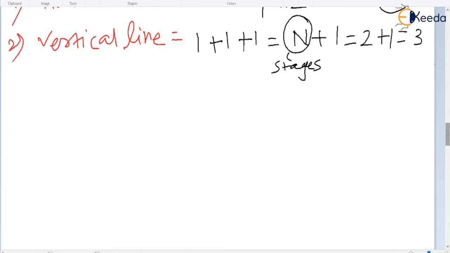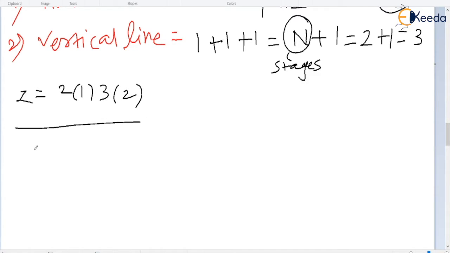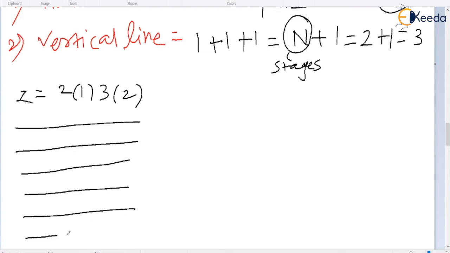Now if we go with the first formula, z is equal to 2 in bracket 1, 3 in bracket 2. So we will first draw 6 horizontal lines, 1, 2, 3, 4, 5 and 6. Now 3 vertical lines. So this is 1, this is 2 and this is 3. So in total we have drawn 6 horizontal lines and 3 vertical lines. Now, how should we proceed?